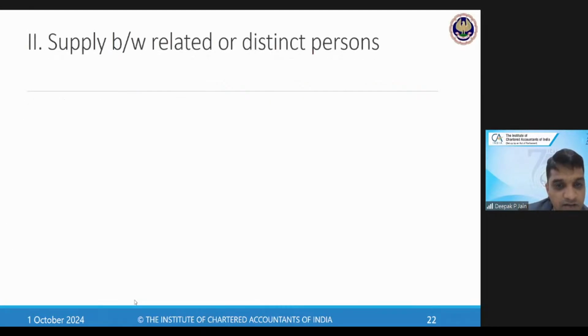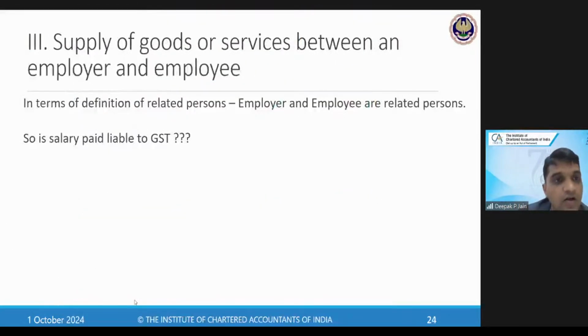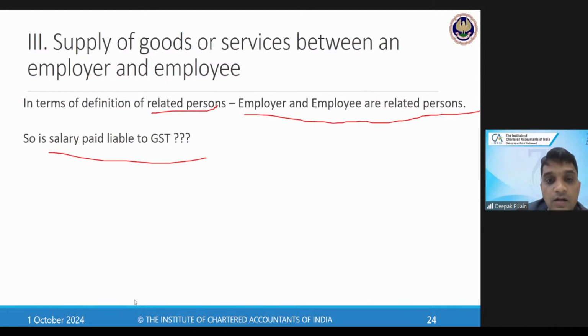So distinct person, we understood. Now we'll go with the employer-employee. In terms of the definition of related person, firstly, employer and employee are related persons. So does it mean salary is liable to GST? No, sir, salary is liable to TDS under section 192 of the Income Tax Act. What is the GST treatment? No, it is not liable to GST, because you are paying TDS.